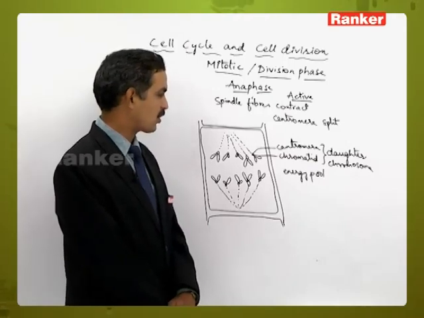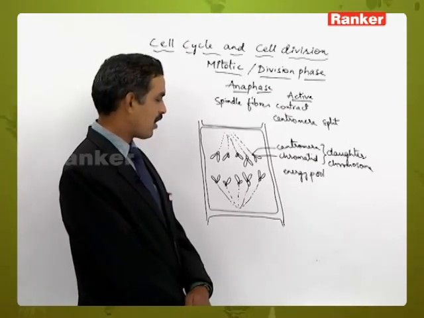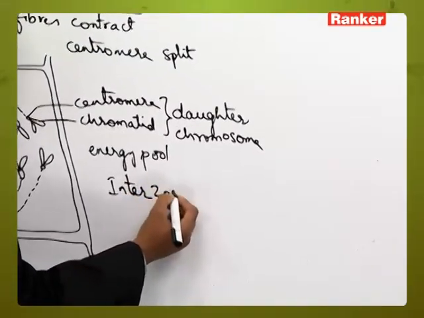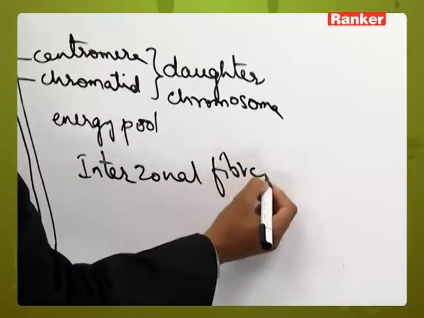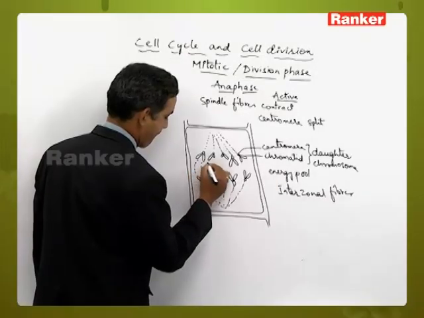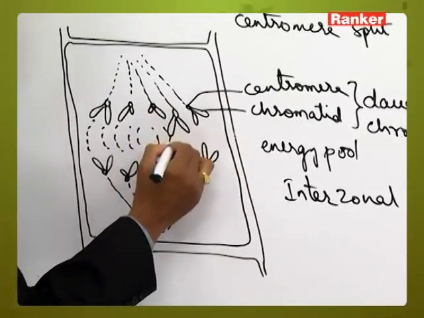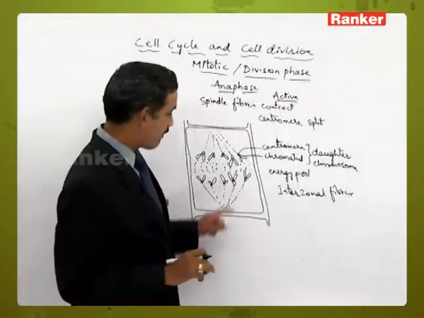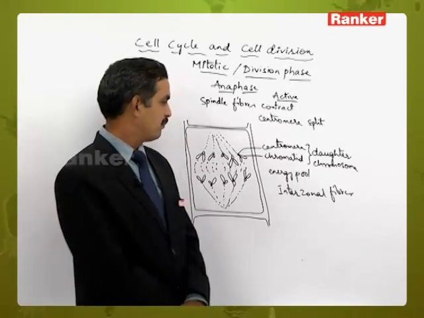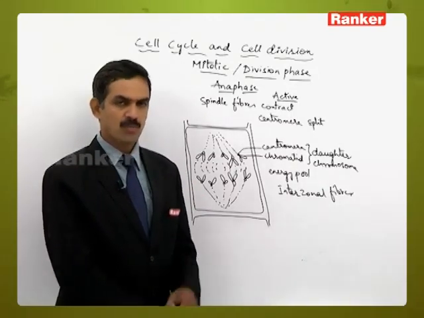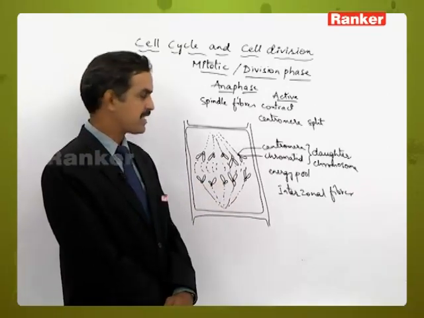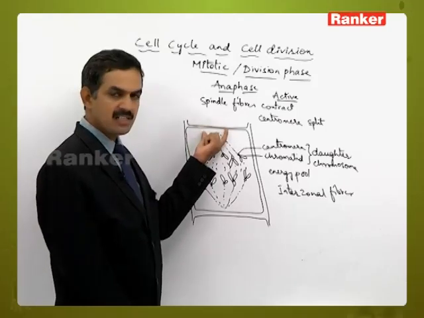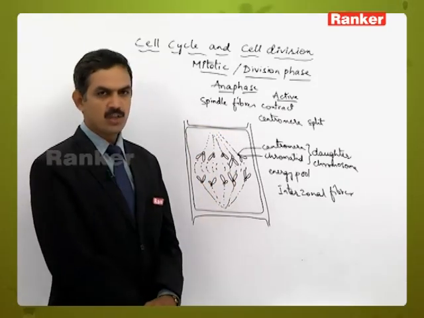During this process the daughter chromosomes are formed, and they have a little bit of contact with each other because of the interzonal fibers. They are connected with the interzonal fibers like this. The chromosomal fibers are separated from each other, but the interzonal fibers connect both the daughter chromosomes, and as the daughter chromosomes move apart, the interzonal fibers will be separated out. One group of daughter chromosomes will move towards one pole, and the other group will move towards the opposite pole.